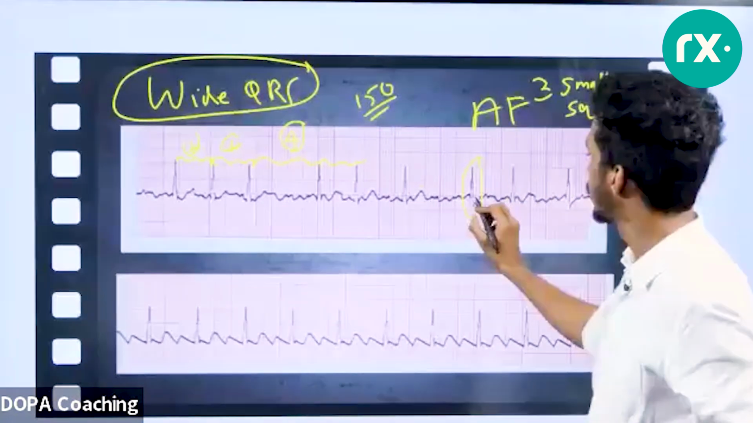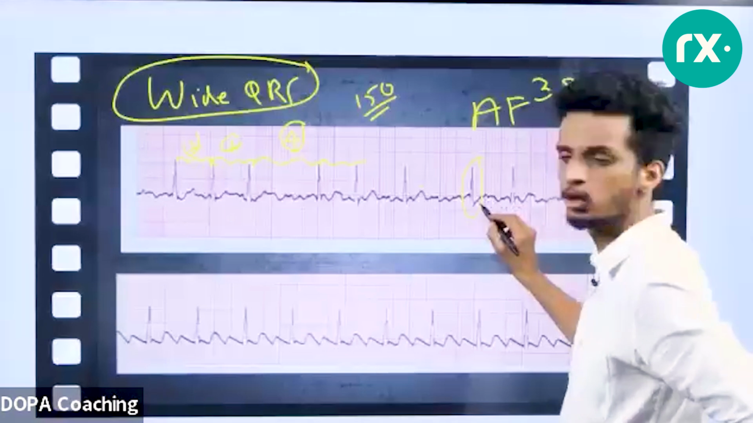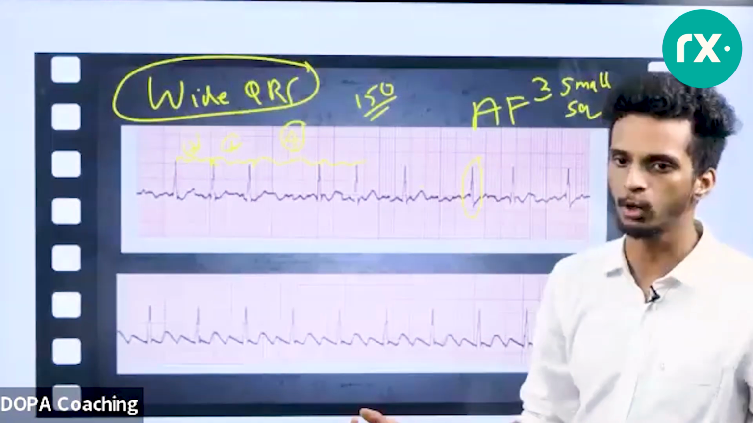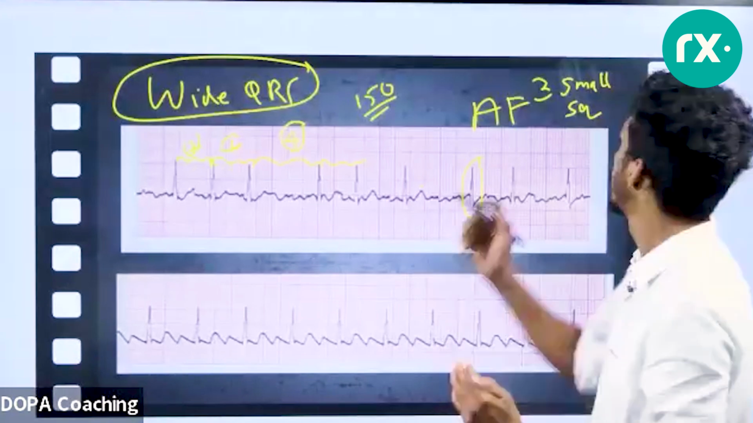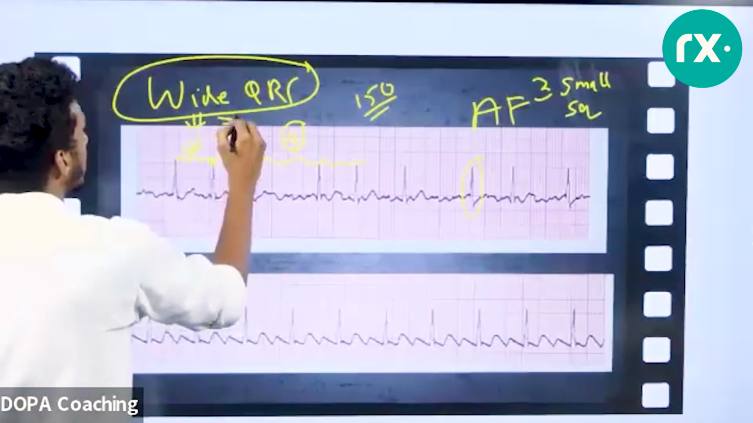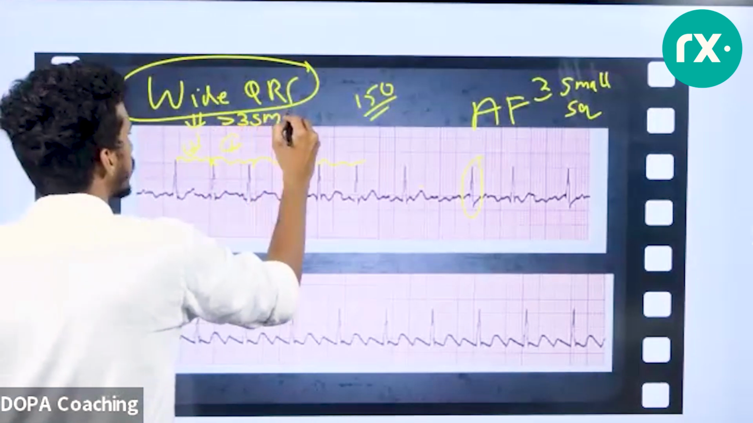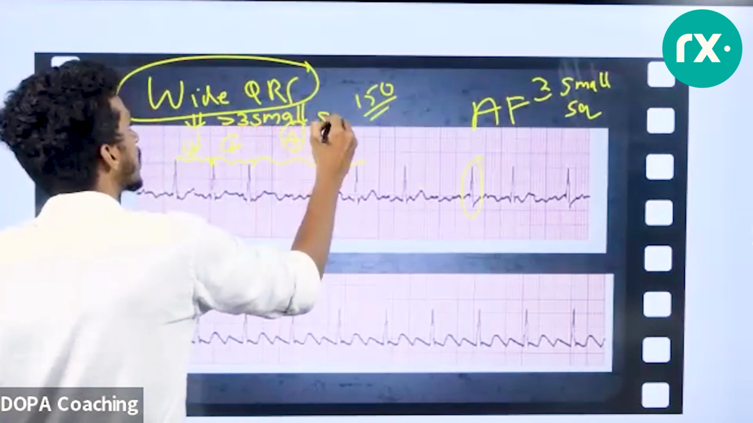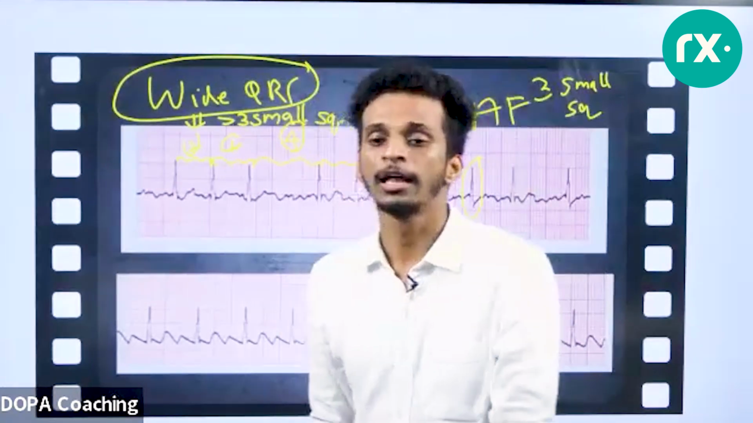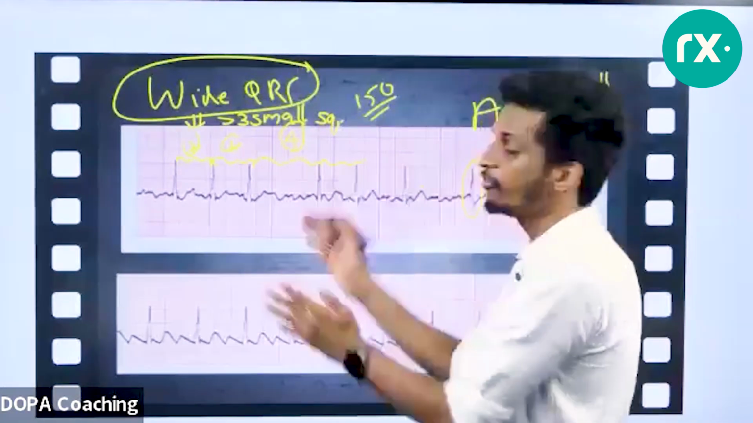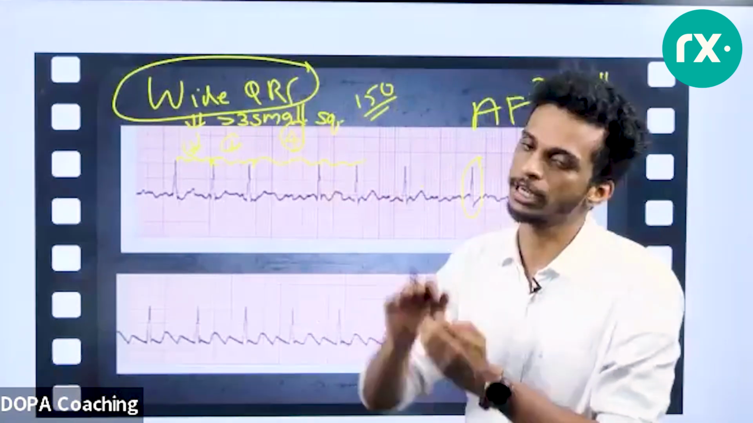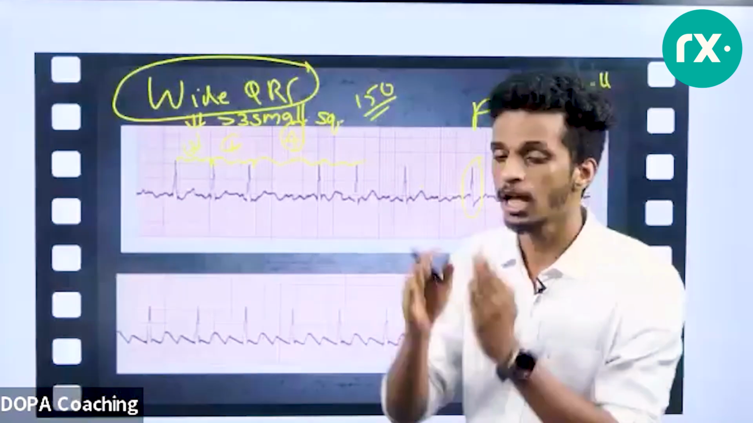And you can see that the QRS here is hardly 1 or 2 small squares. I'll say it's just 1 small square. And if it's 1 small square, it is not a broad QRS. We call it a broad QRS when the duration of QRS is more than 3 small squares. We call an ECG broad QRS or wide QRS if the duration of QRS is more than 3 small squares. That simply means more than 120 milliseconds.